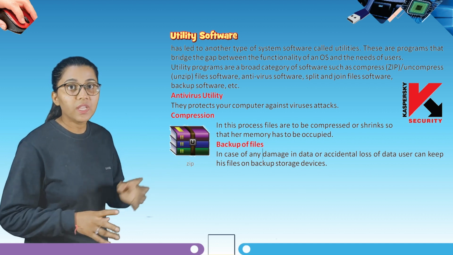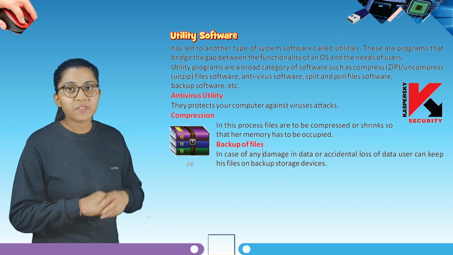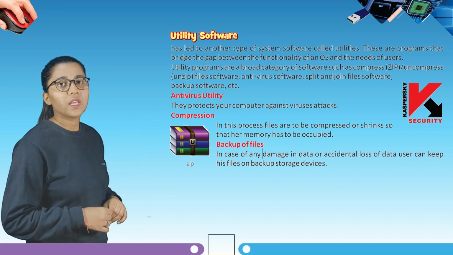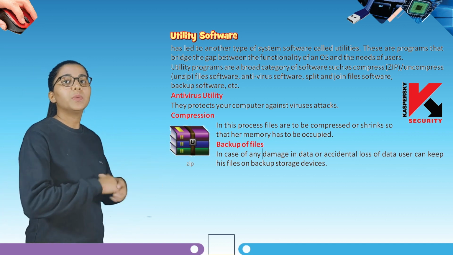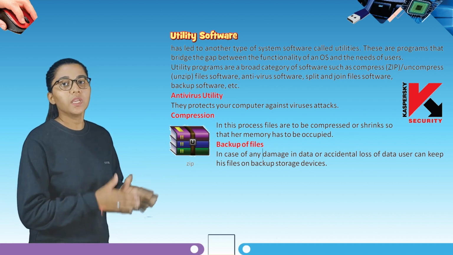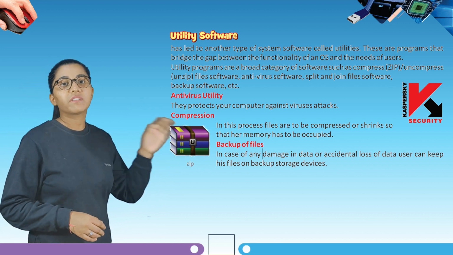Now next we have antivirus utility. They protect your computer against virus attacks. Now next we have compression. In this process, files are compressed or shrunk so that less memory is occupied. Now next we have backup of files.